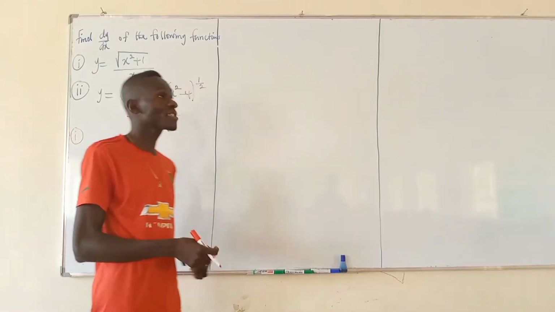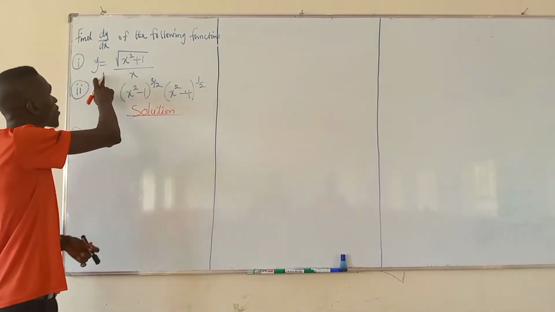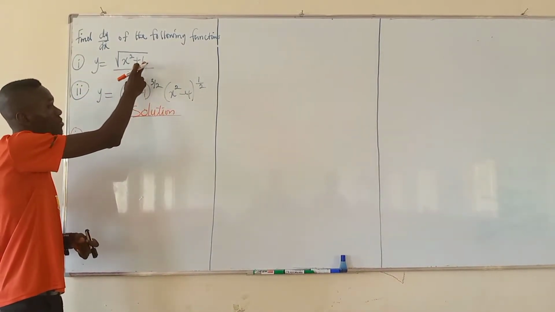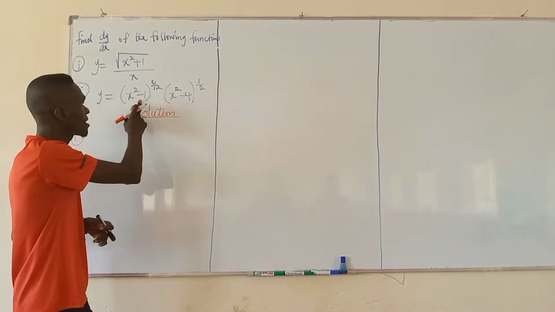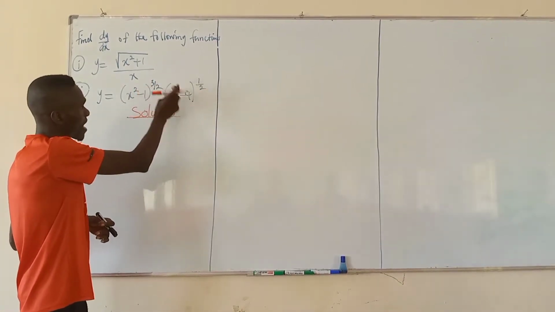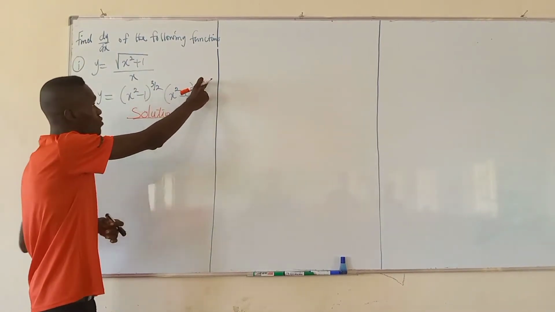Hi viewers, in today's video we'll be finding the derivative of the following functions. The first one being y equals the square root of (x squared plus 1) over x, and the second one being y equals (x squared minus 1) raised to the power 3/2, times (x squared minus 4) raised to the power 1/2.